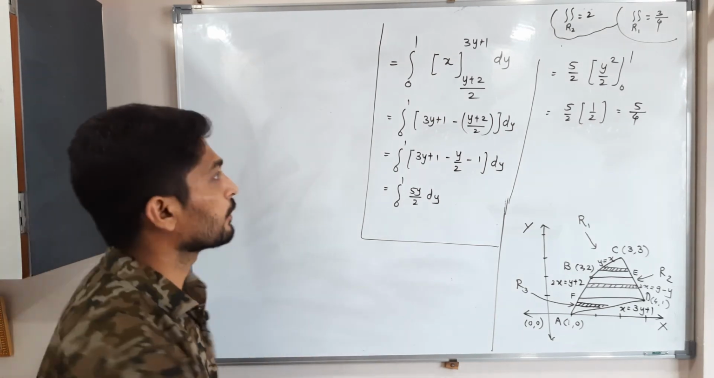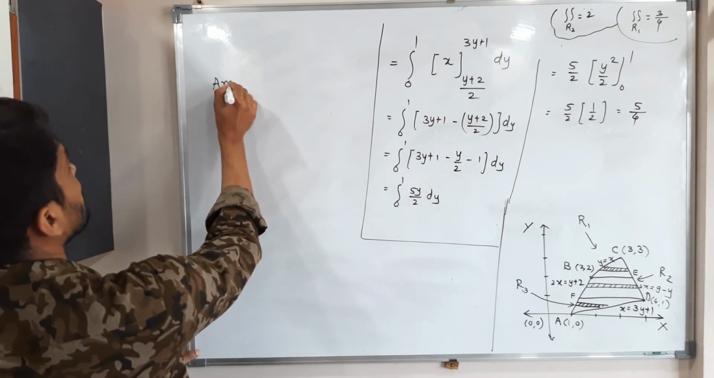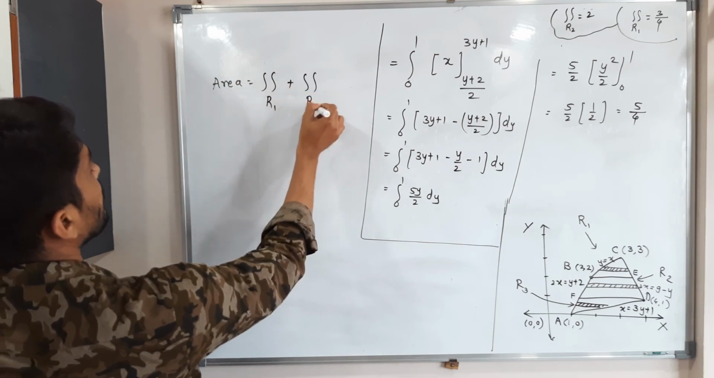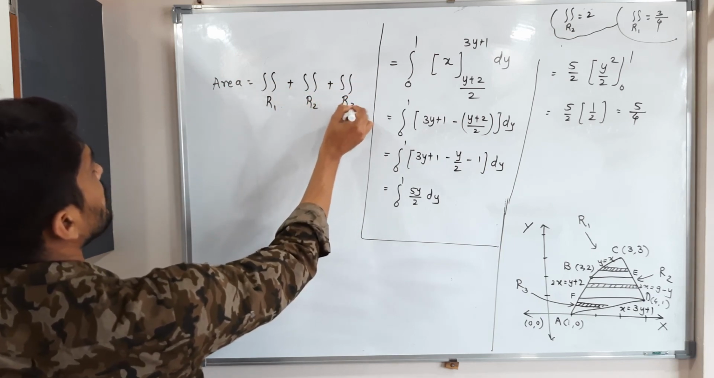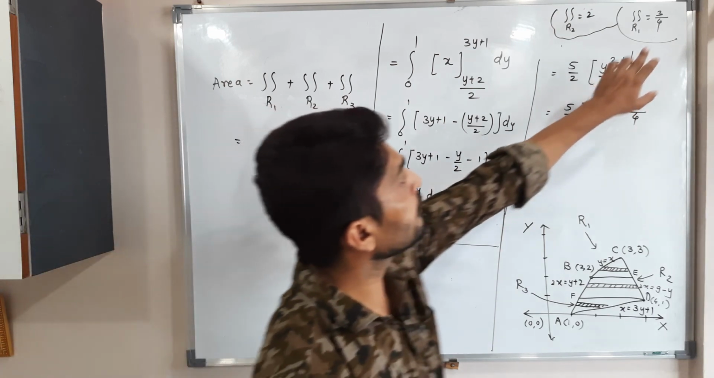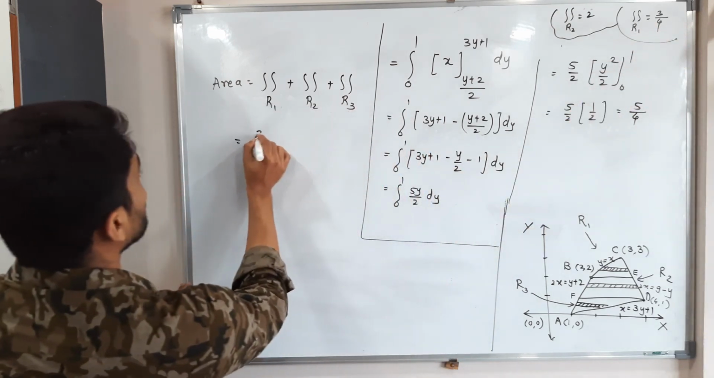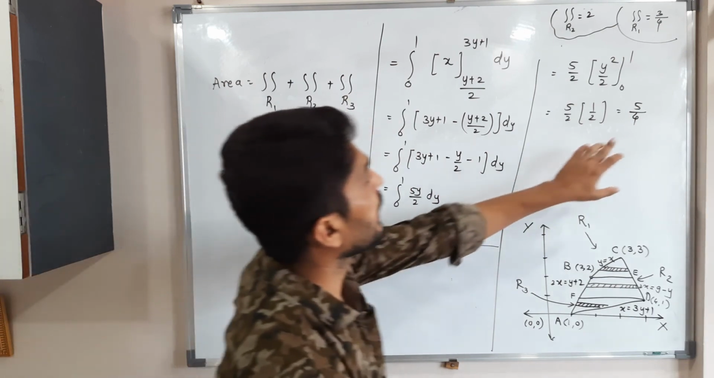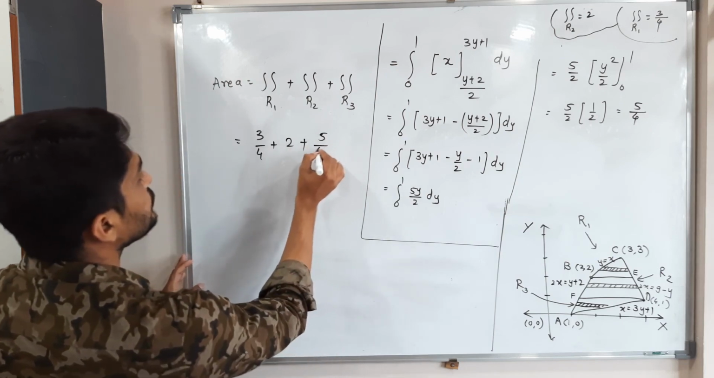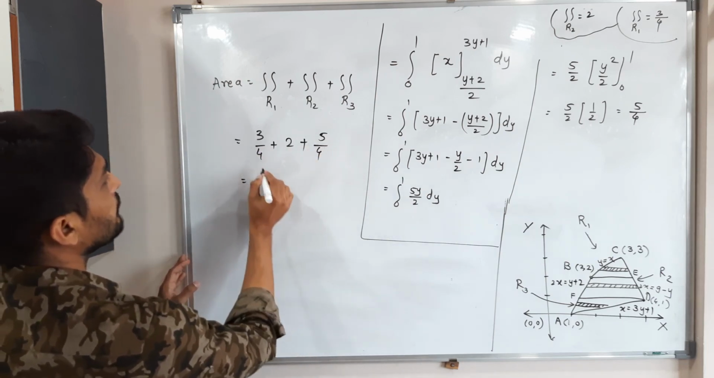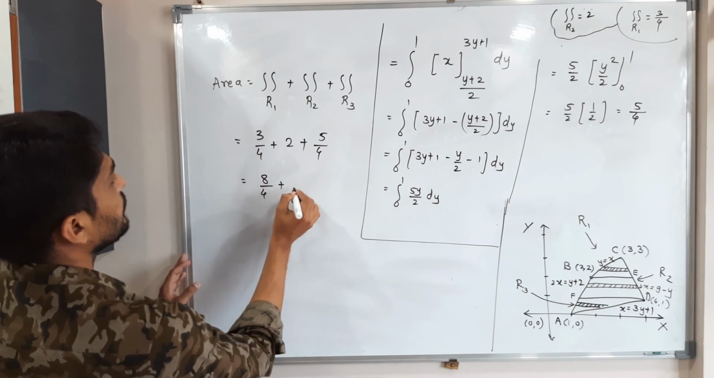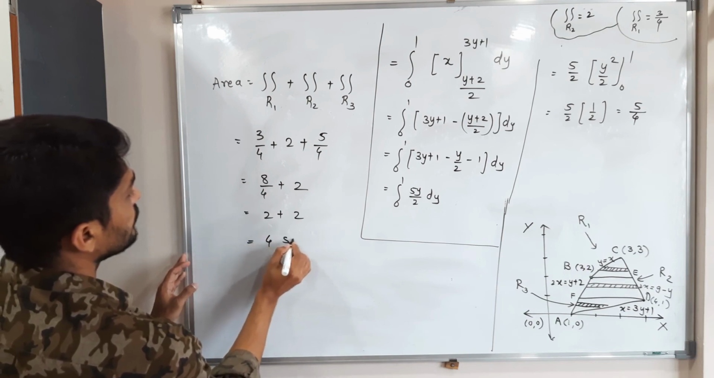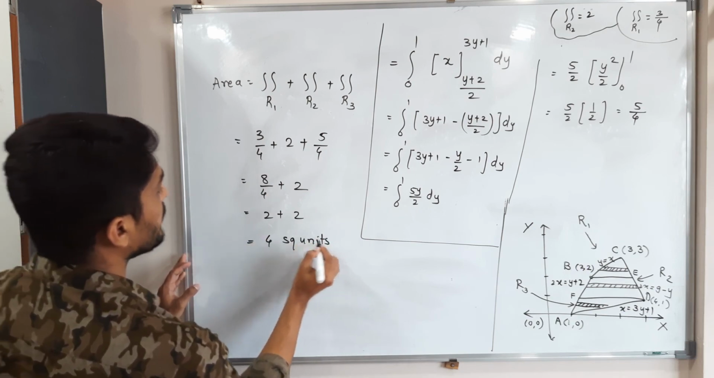Okay, so let us complete this problem. Therefore the area is equal to the double integration over R1 plus the double integration over R2 plus the double integration over R3. For R1 we have got 3 by 4, for R2 we have got 2, and for R3 we have got 5 by 4. These two have the same denominator, so I will add 3 plus 5, 8 by 4, plus 2. So this is 2 plus 2, so the answer is 4 square units. Therefore the required area is 4 square units.